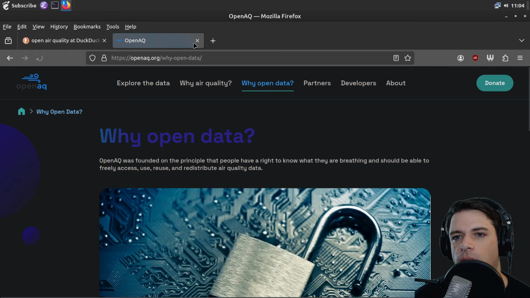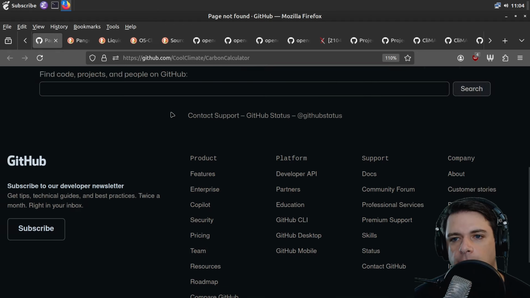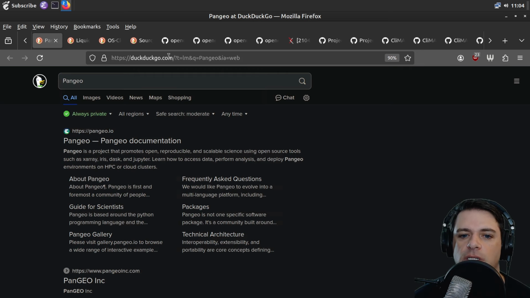All right, so, okay. Just some data. And there's some stuff about why open data. And then they have some APIs for accessing it. Okay, so that's somewhat interesting. Actually, pretty interesting. Here's Carbon Calculator. I don't know what that is, but it doesn't seem to exist.